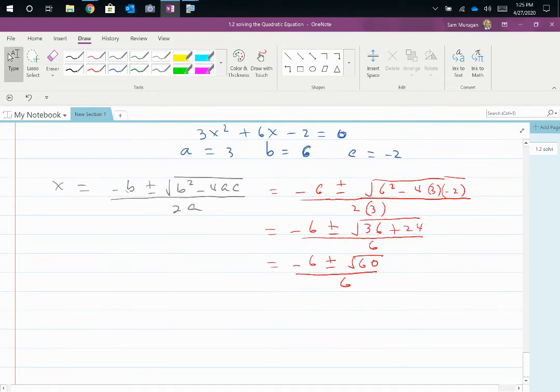Now you're going to have to simplify this radical. Okay, so this is not something that you will want to put into the calculator. The calculator is not going to help you. We want to simplify the radical by taking out the largest perfect square in there, which is 2 squared or 4. So this is negative 6 plus or minus the square root of 4 is equal to 2. So it's 2 square root 15 over 6.